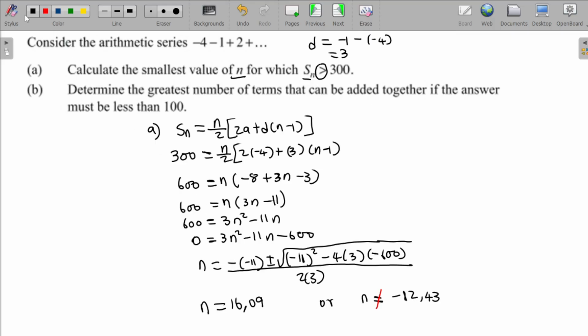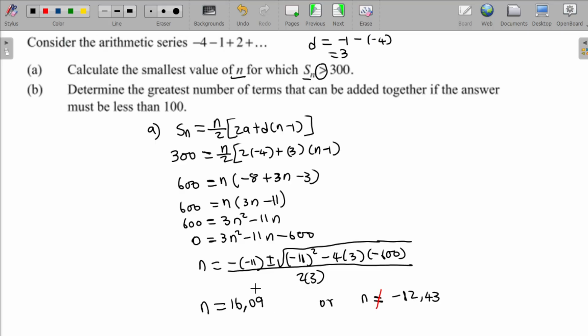Now, let's go back to the question. The question is saying we need to calculate the smallest value of n for which the sum needs to be greater than 300. I'm going to take the 16 as a whole number, because the number of terms needs to be a whole number. If it's not 16, then what is the number after 16? Obviously you have a comma something here, meaning it's going to be 17. We need to check, but it's either 16 or 17.